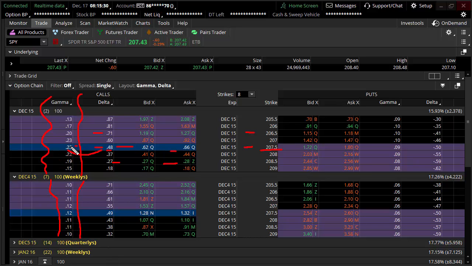There's actually a name for that. It's the strike price shift increment. What that ultimately means is if you want to know what this option is going to be worth, and this is the 207 calls, if there's a $1 move in the spiders, just look $1 in the money or $1 out of the money.